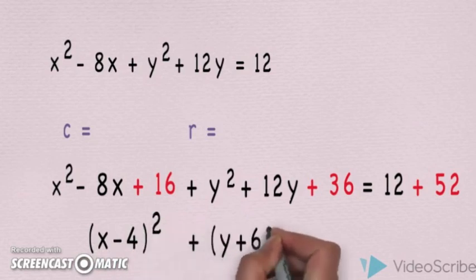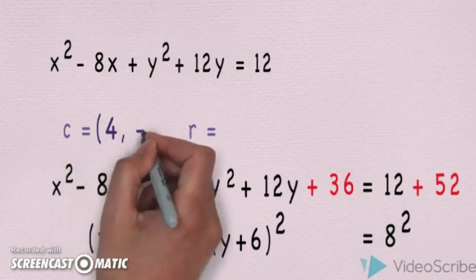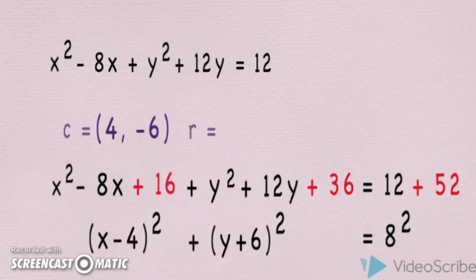Completing the square, these are the two equations you should have gotten, the second in the standard form that we desire. Based on this, we can see that the center is at 4, negative 6, and the radius is 8.